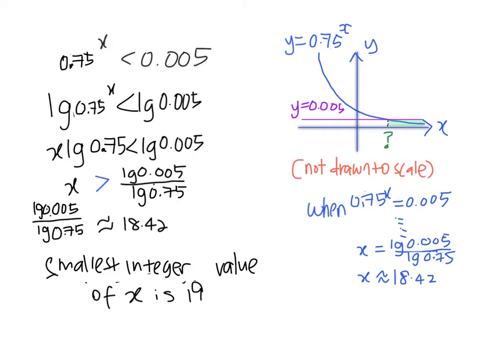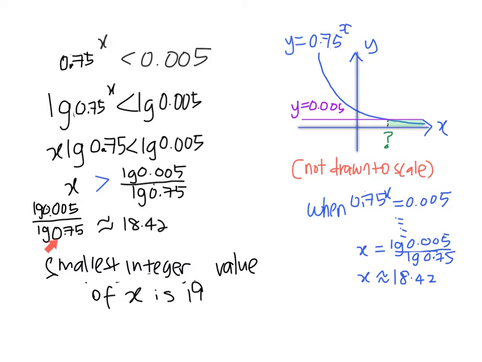In order to have only x on one side of the inequality, take log on both sides. Then apply power law to bring x down to the front. When you check with your calculator, log 0.75 is actually negative. So when we divide both sides by log 0.75, we need to change the sign of the inequality.